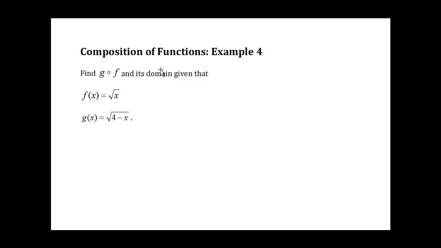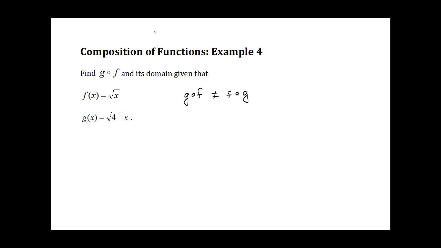In example 4, we are going to find the function g compose f of x and its domain, given that f of x equals the square root of x and g of x equals the square root of 4 minus x. So it's important to see here that although f of x and g of x are the same functions we used in example 3, now we're computing g compose f of x rather than f compose g of x. And these are not the same things.